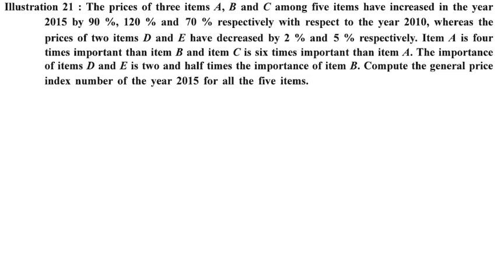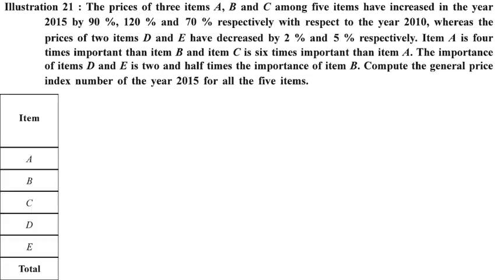That means whenever there is a question of this nature with increase or decrease in the prices of an item, the percentage increase or decrease is added to or deducted from 100. If the prices have increased, add to 100. If the prices have decreased, deduct that decrease from 100. That way you will get the index number. Let's check out how to answer this.